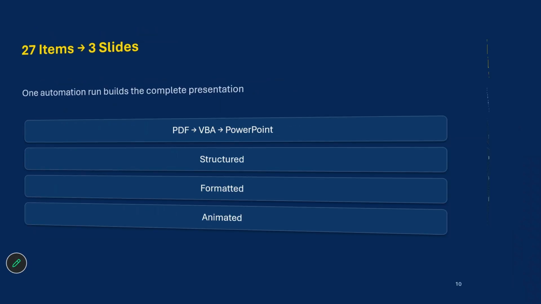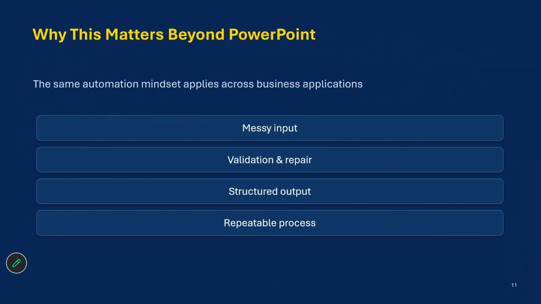Why this matters beyond PowerPoint? The important idea here goes beyond PowerPoint. Real-world automation often begins with imperfect or semi-structured input. We inspect it, validate it, repair exceptions, and transform it into predictable output. The same engineering principle can be applied to many automation problems.